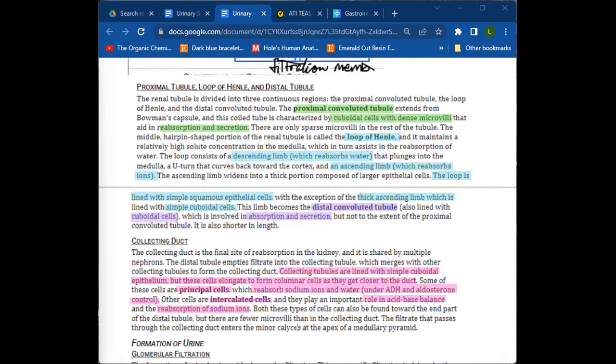Okay. And then we also need to know that in the collecting tubule, there really aren't very many microvilli, but there are a lot of microvilli in the collecting duct. So there were a lot of microvilli in the proximal convoluted tubule, and now back in the collecting duct, there's a lot.